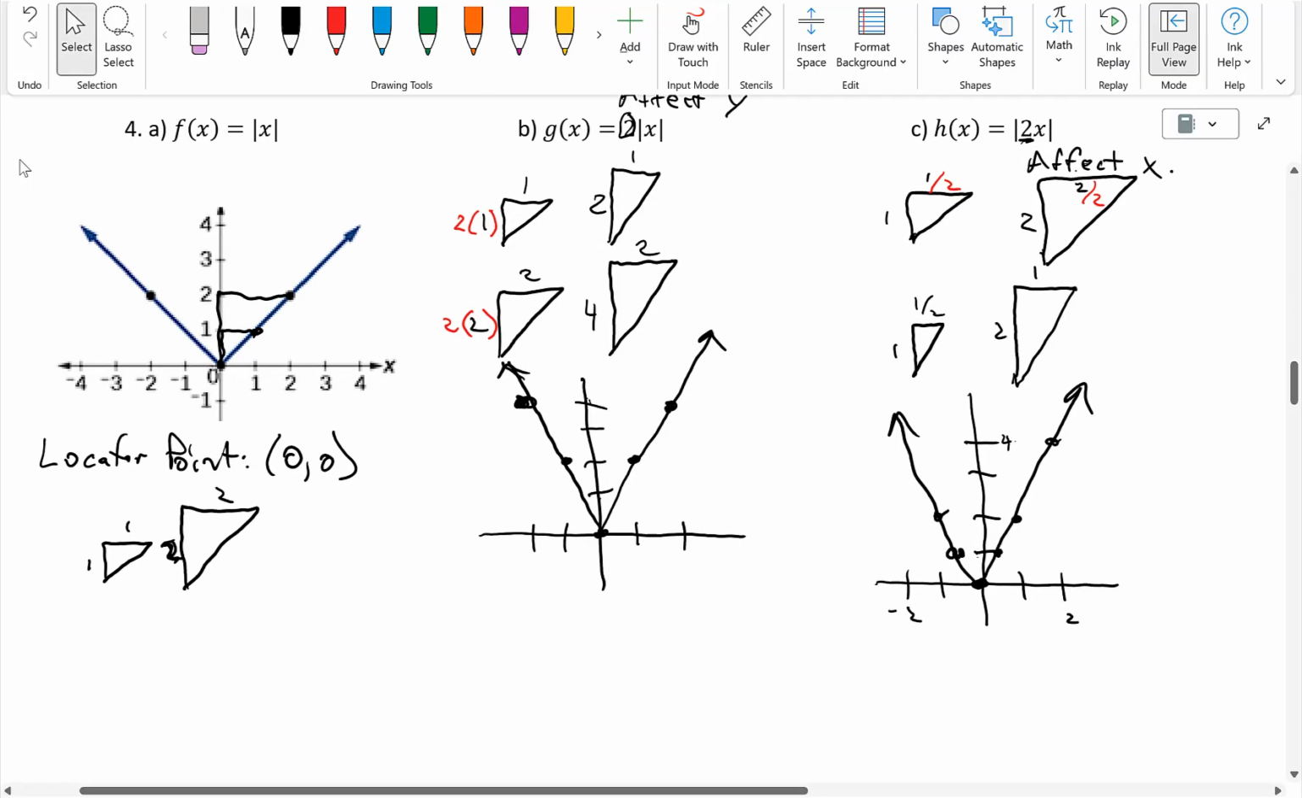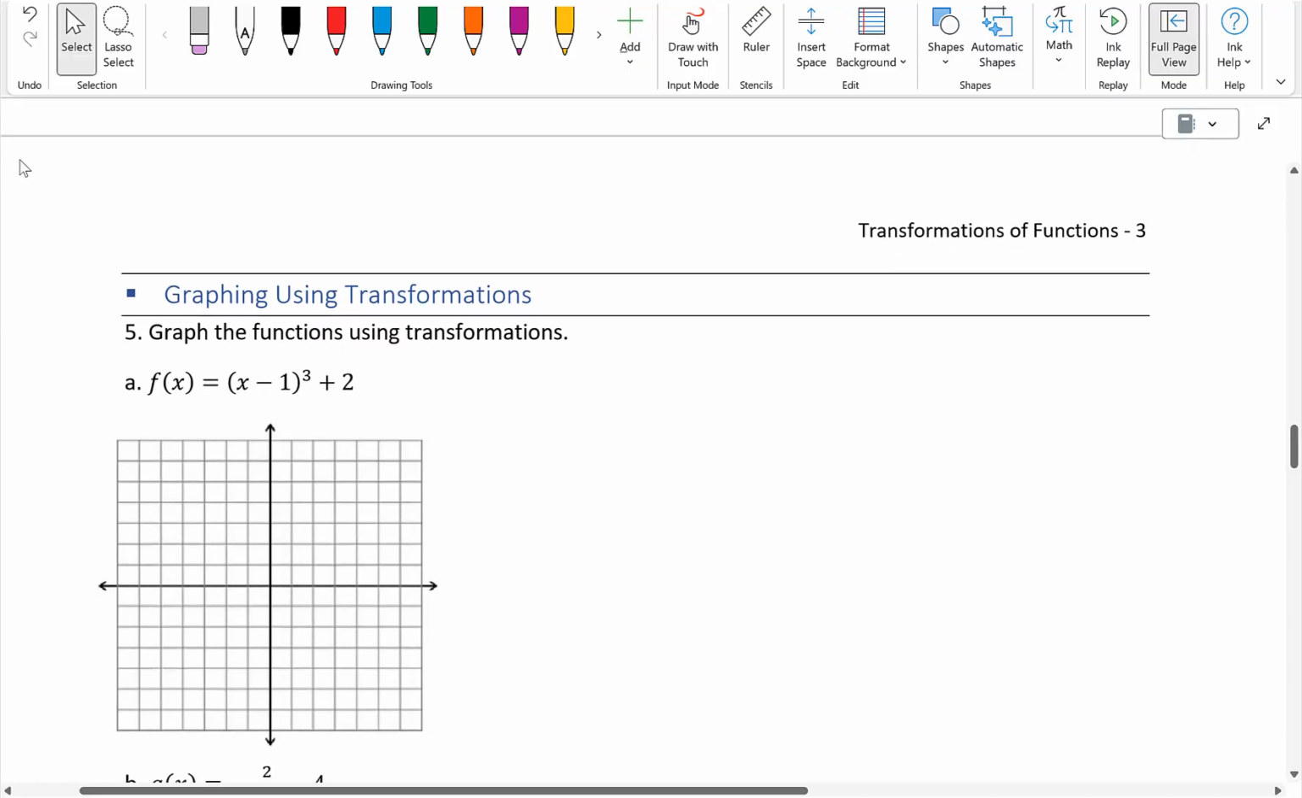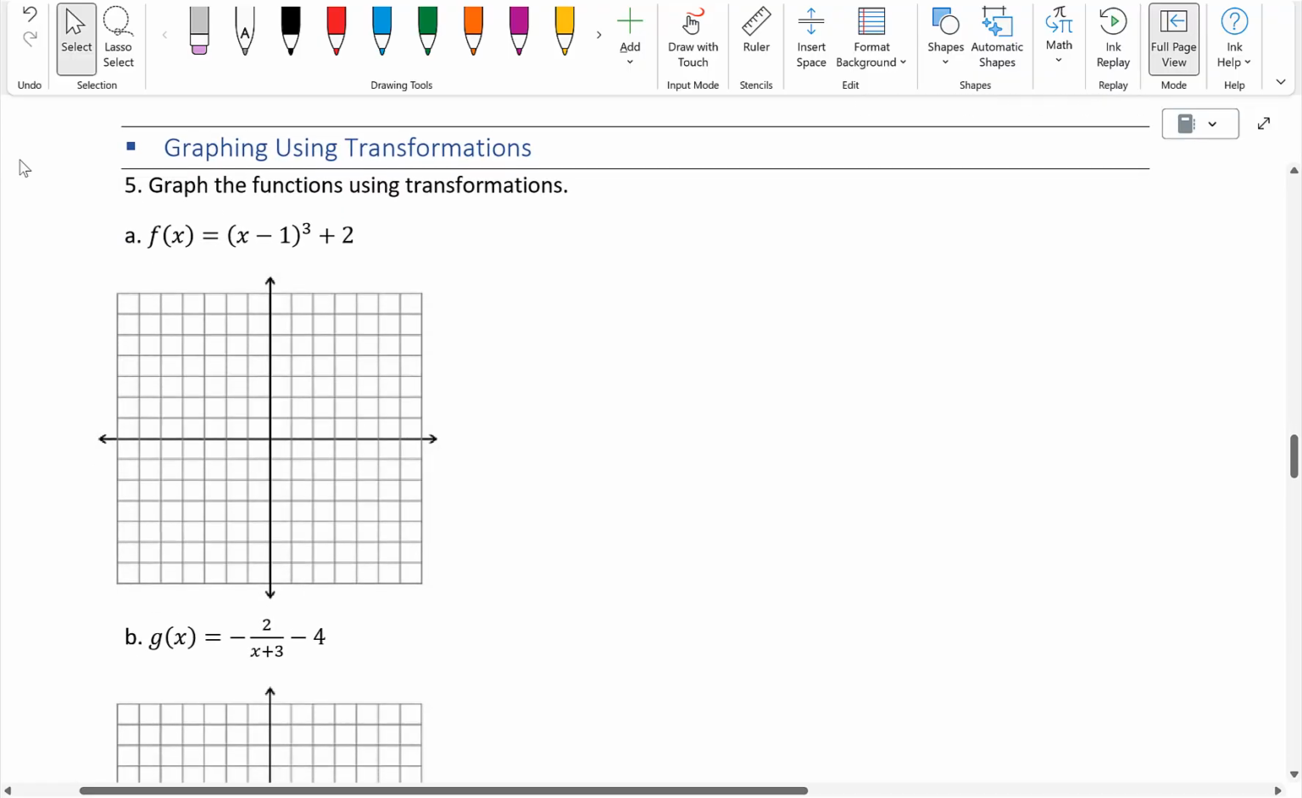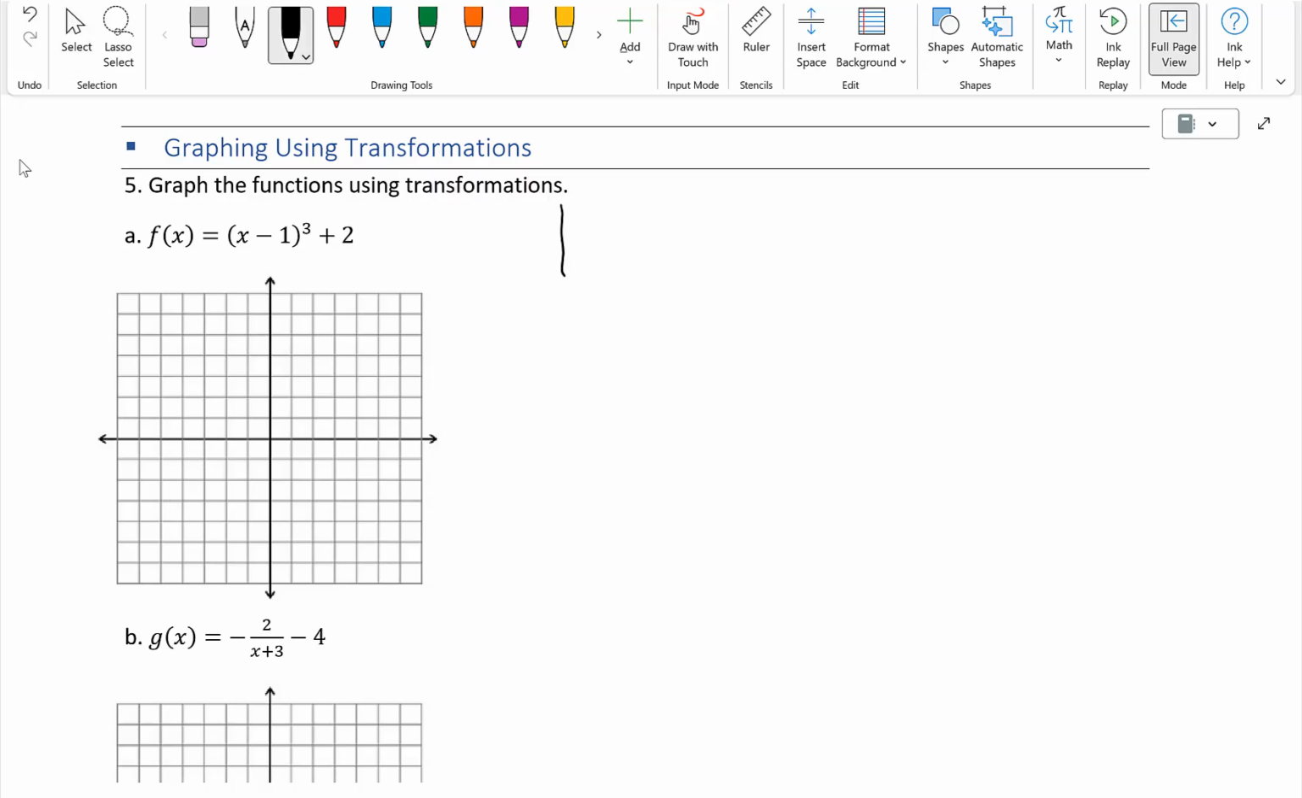We'll do some more now together with lots of movements that'll make some sense. So now we're going to graph using those transformations. For 5, we've got 2 functions, maybe 3 here. But for a, we've got f of x equals (x minus 1) cubed plus 2. So we're working with our cubic function. If it helps you to know, this is our parent graph. That's what we wanted to get from the toolkit functions.